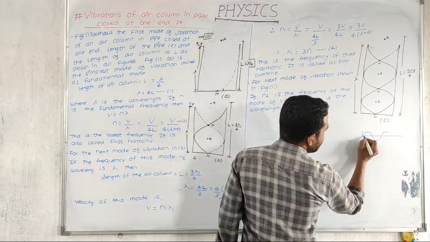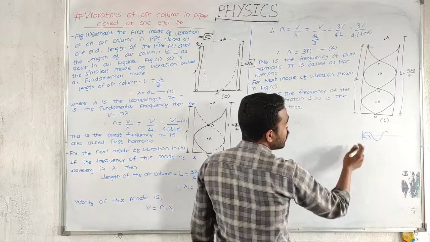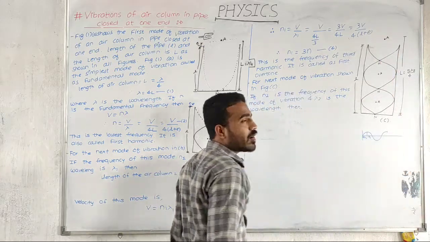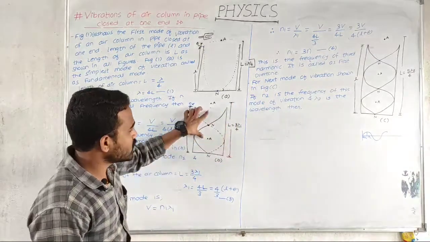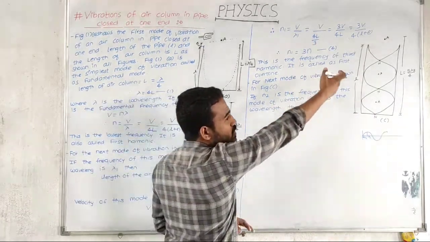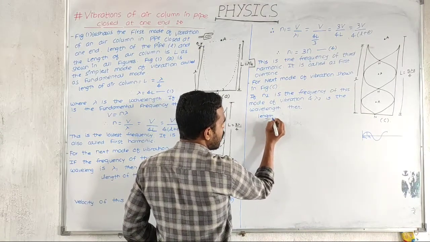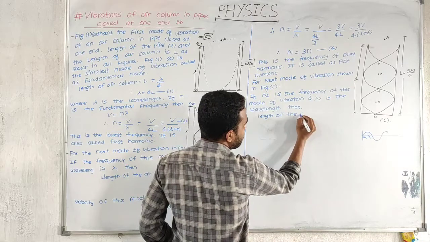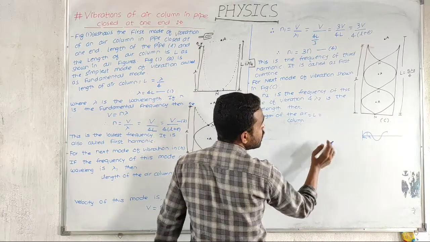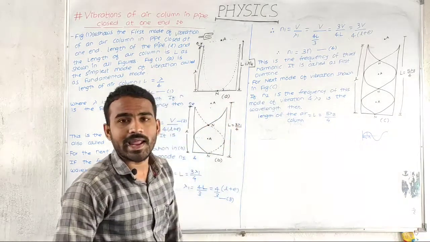All these are lambda by 4. So here you can see lambda by 4 plus lambda by 4 plus lambda by 4 plus lambda by 4, the total is 5 lambda by 4. Here this is 3 lambda by 4, plus this lambda by 4, plus this lambda by 4. So the length of the air column for this mode of vibration is 5 lambda 2 by 4.